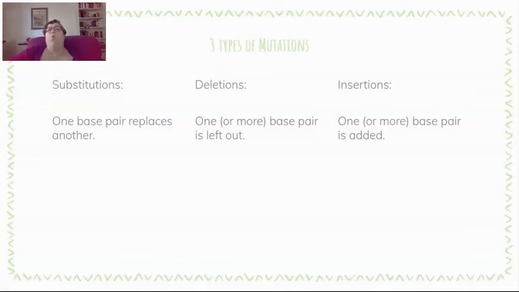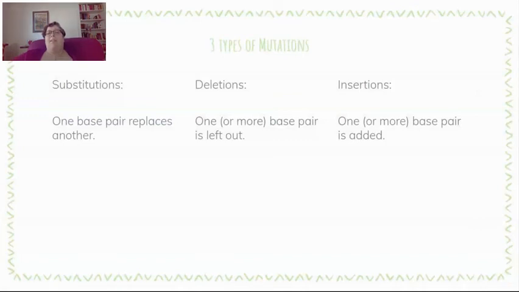So now one base pair has replaced another base pair in the overall sequence of DNA. The total number of base pairs has stayed the same, but one of them has been changed from what it used to be to something new. This is a substitution. The other two are just as straightforward.